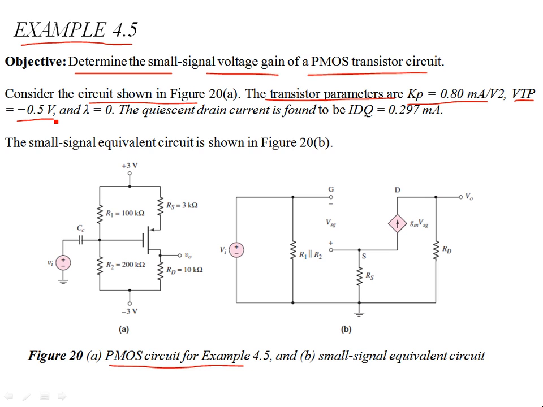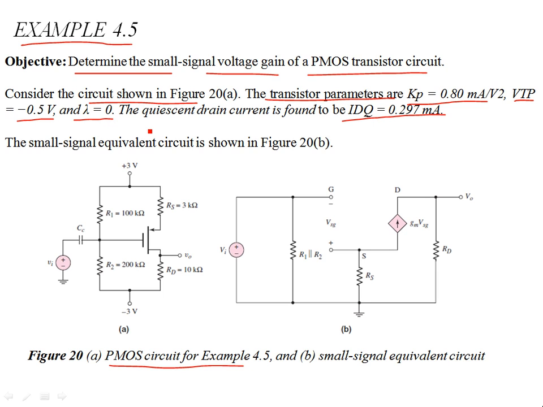If you recall, the threshold voltage for an NMOS device is positive because you apply a positive gate voltage. For a PMOS device, you apply a negative gate voltage to create the space charge region or the inversion layer. And then the channel modulation parameter is 0. The quiescent current is given as 0.297 milliamps.